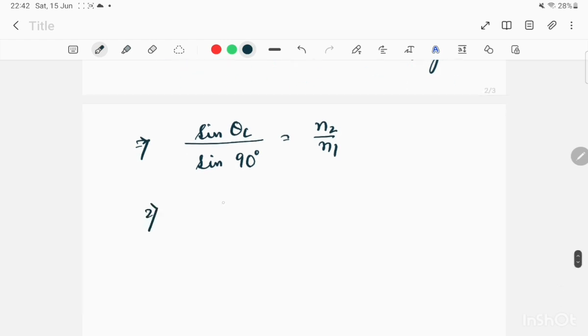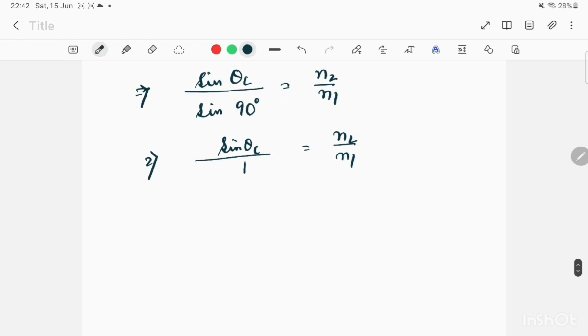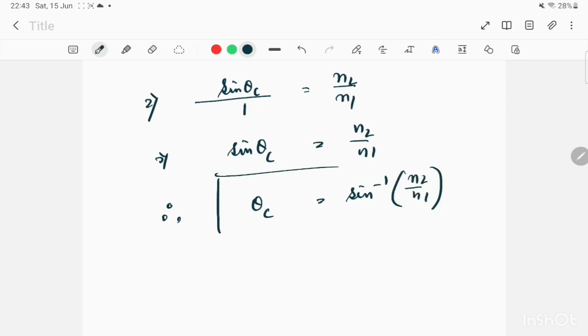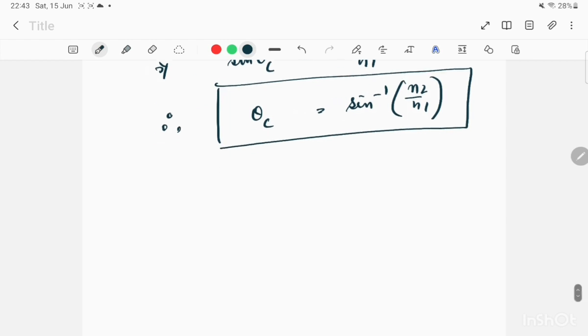And all of us know that sine 90 degree is 1. So it is sine theta C by 1 is equal to n2 by n1. So it is simply sine theta C is equal to n2 by n1. And therefore we have theta C is equal to sine inverse n2 by n1. So this is a special case when the ray of light is moving from denser to rarer medium.